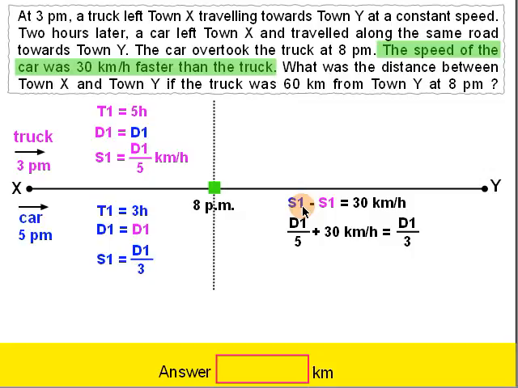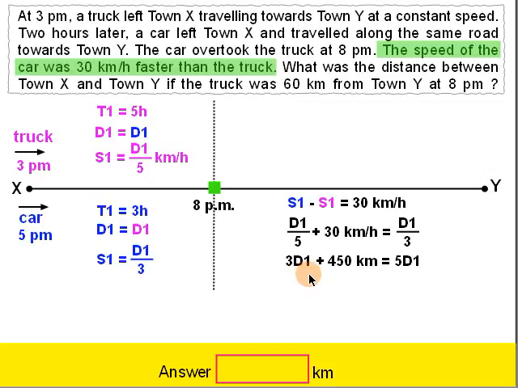Alright, so you equate them. s1 is d1 over 3. So you bring over d1 over 3 is equal to d1 over 5 plus 30 kilometer per hour. Alright, so since we have the denominators of 3 and 5, a common multiple of 3 and 5 is 15. So we multiply everything by 15. So it looks like this.